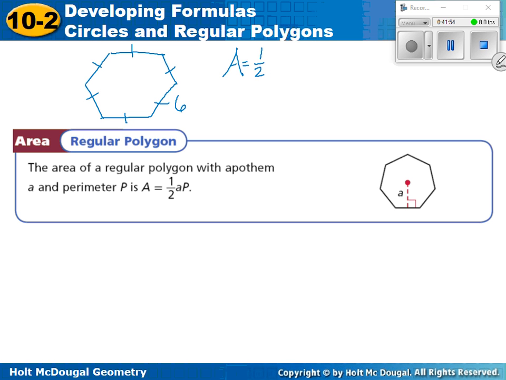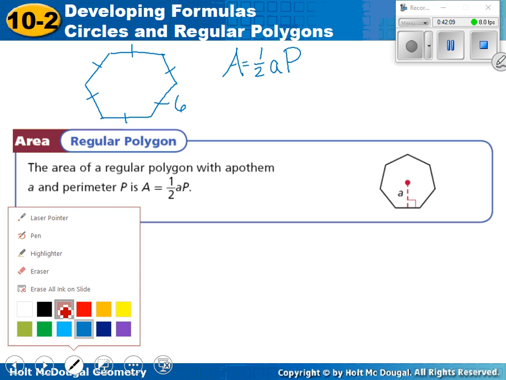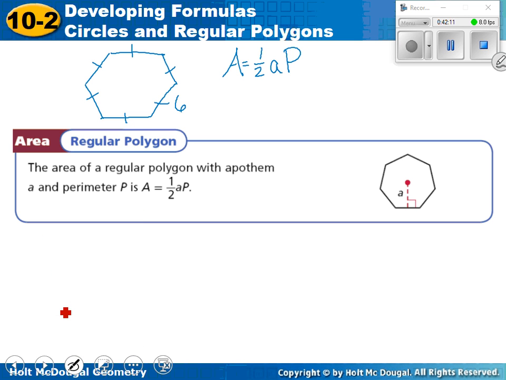1/2 apothem times perimeter. Lowercase a, capital P for perimeter. All right, first part should be pretty easy to find for perimeter. How many sides do we have? 6. So my perimeter should be 6 times the length of the side, right? And what's the length of each side? 6. So 6 times 6 is 36.